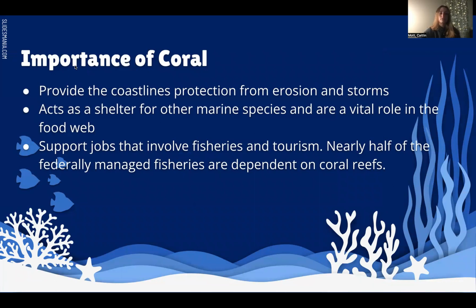And then we have the importance of coral. Coral provides the coastlines really important protection from erosions and storms. And it acts as a shelter for a lot of other marine species and plays a vital role in the food web. Coral also supports different jobs that involve fisheries, since coral plays such a big role in actually being a part of the habitat for the fish. It attracts so many there that it's an easy place to go to for the fishermen. And then also tourism too, because I mean, they look pretty cool. So that's a lot of income that comes from coral.